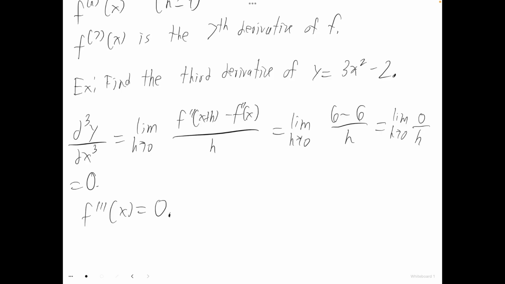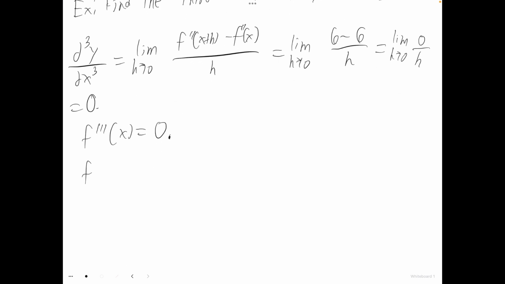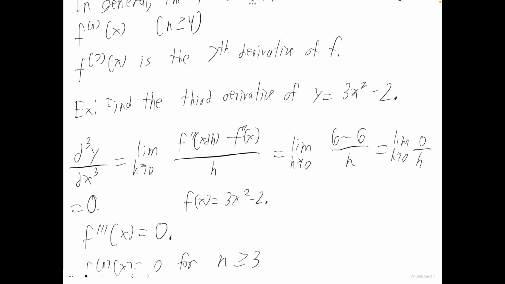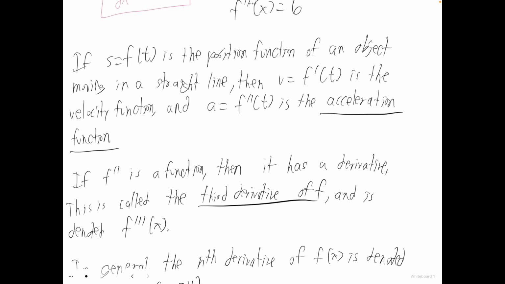And now once you get 0 for the derivative, it's going to be 0 from then on. And so in general, the nth derivative of this function is 0 for n greater than or equal to 3, where f of x in this case is the function 3x squared minus 2. So once you get 0, you'll just keep getting 0. That should be fairly obvious when you plug it into the definition. You're just going to have 0 minus 0 on the top. So this is the idea of a higher order derivative. We just are saying take the derivative over and over again.